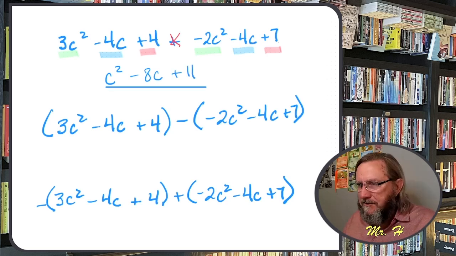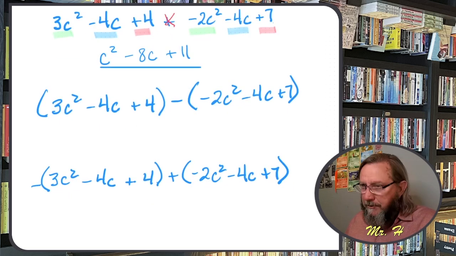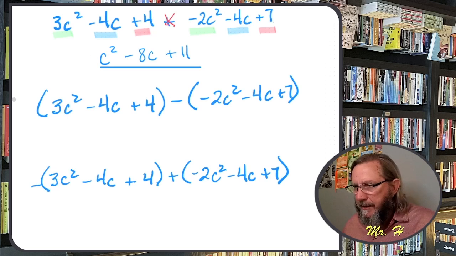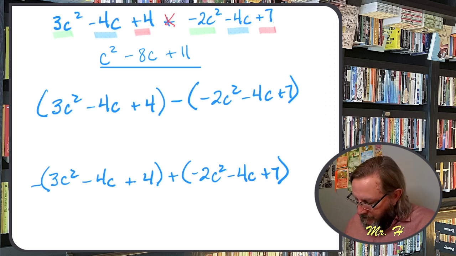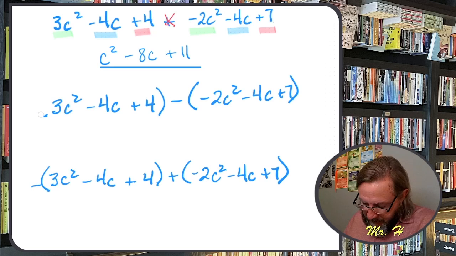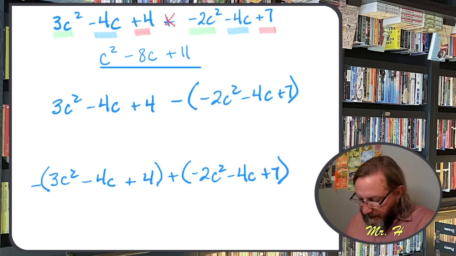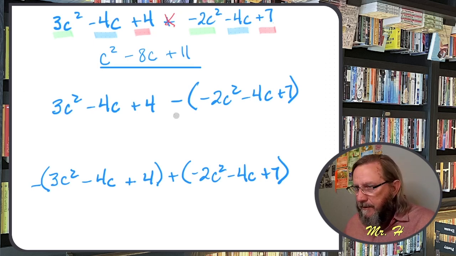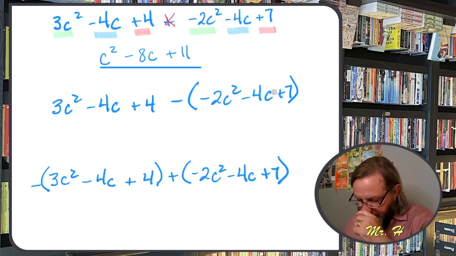Let's take a look at the second problem. Very similar to the first, but not exactly the same. On the first set of parentheses, we have no sign out in front, so that one, just like on the first one, I can just erase the parentheses. It's gone. But look at the second one. The second one has a minus sign in front, and we have to distribute that into the parentheses.